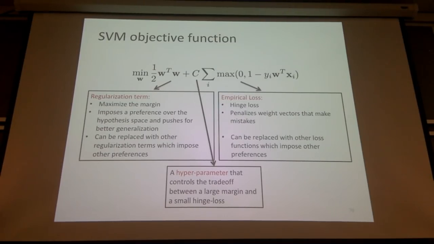The hyperparameter essentially allows the user of this learning algorithm to trade off between a large margin, which is the first term, and a small loss, which is the second term. Your choice of C lets you decide how much you care about each of these.